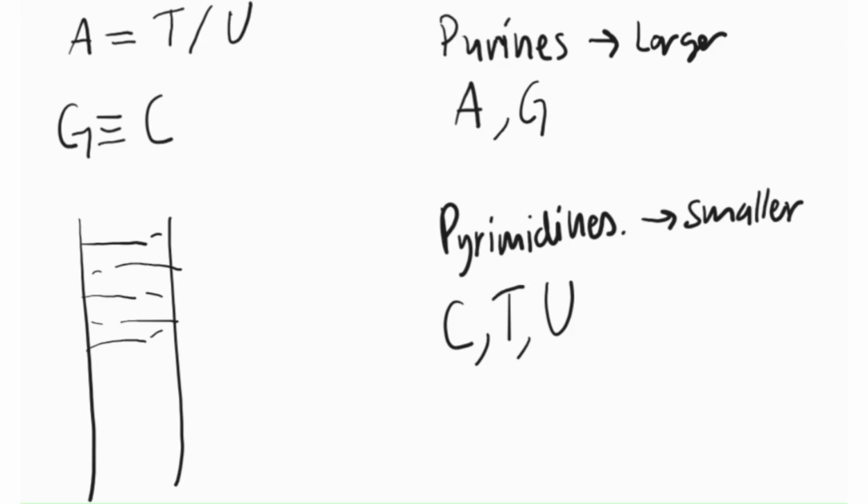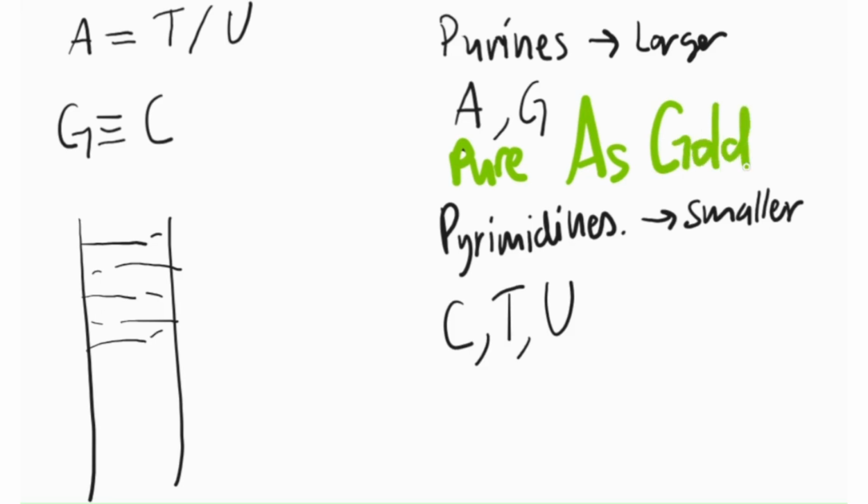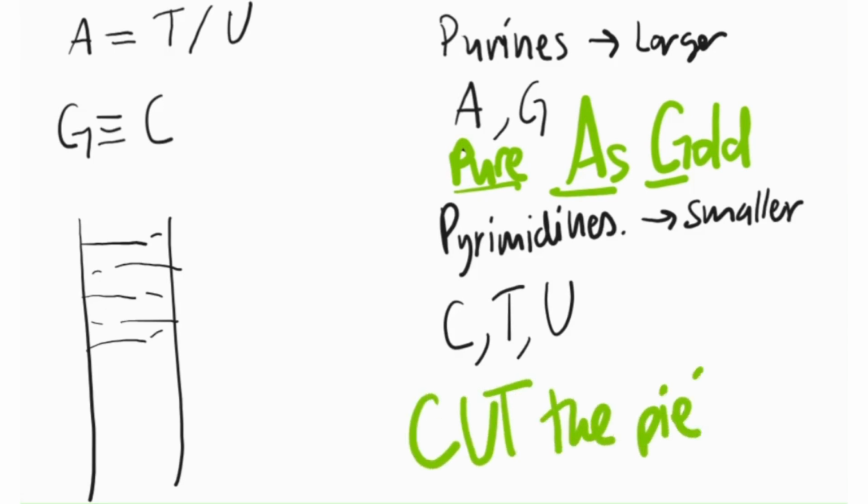The way I remember this is purine is pure as gold. So A and G are purines. Then pyrimidine, cut the pi, but obviously I mean pi as in pyrimidine. So that's how I remember it. Again, this might not work for everyone, but it does work for me.